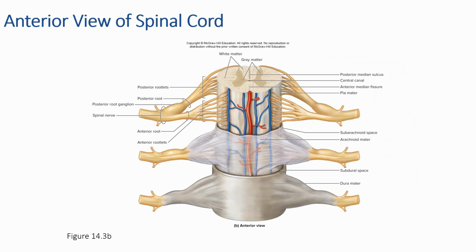Here we've got the three layers of the meninges that are covering the spinal cord. We've got the dura mater on the outside, the arachnoid mater, and then the pia mater is that single layer of simple squamous epithelial tissue that we have directly on top of the spinal cord itself. You can see we've got these little rootlets that are going to emerge at every spinal level, combine to make our spinal nerve and go out into the body.